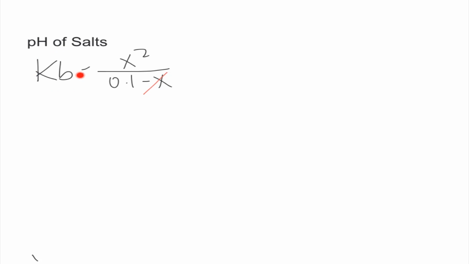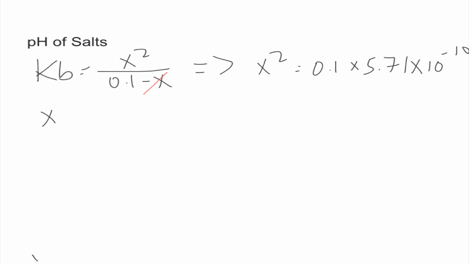Now our value for Kb, which we determined before we started the ICE table, was 5.71 times 10 to the negative 10. So this would end up being x squared is equal to 0.1 times 5.71 times 10 to the negative 10, and that is equal to 5.71 times 10 to the negative 11. And when we get the square root of that, we'll get that x is equal to 7.56 times 10 to the negative 6.